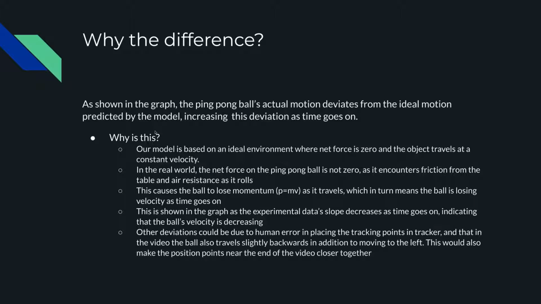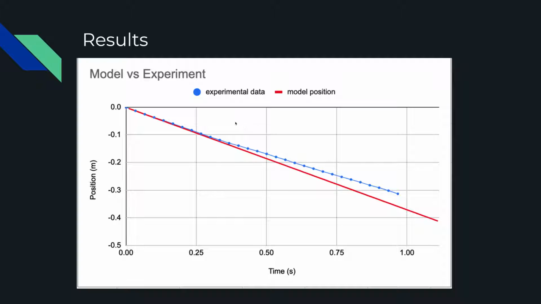Well, as we can see in the graph, the ping pong ball slows down at the end, and this is because our predicted model is based on an ideal environment where the net force is 0 and the object travels at a constant velocity. But in the real world, this is not actually the case. The net force on the ping pong ball is not 0 because it encounters friction from the table and air resistance as it rolls. These cause the ball to lose momentum as it travels, which in turn means the ball is losing velocity as time goes on. This is shown in the graph where the experimental data slope gradually decreases, which means that the ball is losing velocity because the slope of the position versus time graph is velocity.